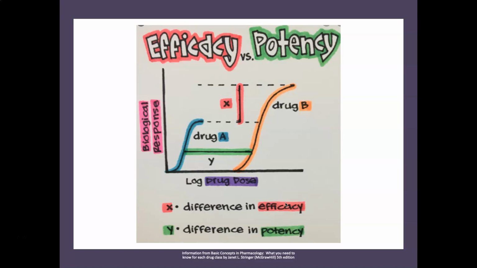Now let's look at why. Why is the green line? And green is between A and B. That's potency. How much do you have to get a certain level of response?